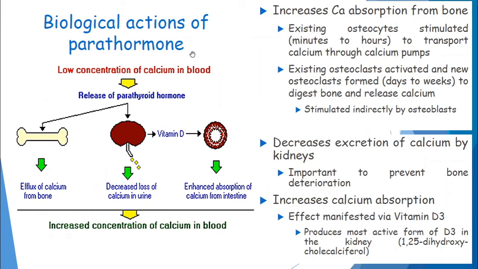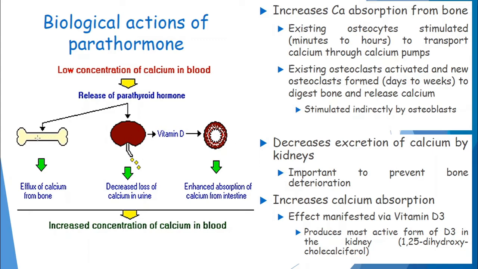So the biological actions of parathyroid hormone, we can explain through the concentration of calcium in blood. Consider you have a low concentration of calcium in blood. As a result, there is a release of parathyroid hormone, and this affects, as I said earlier, three different organs. One is the bone, second is the kidney, and third is the intestine.